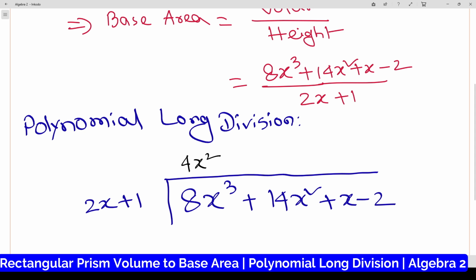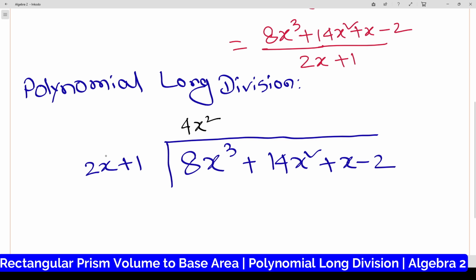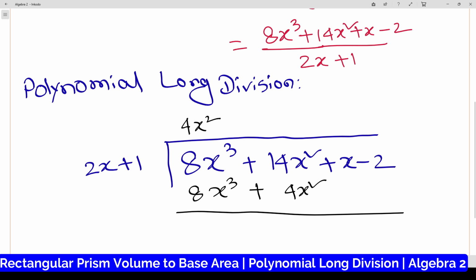So now what can we do? It's very simple. 4x squared times 2x is 8x cubed, and 4x squared times 1 is plus 4x squared. Now we are subtracting, so the signs will be changed. 8x cubed minus 8x cubed is out, and 14x squared minus 4x squared is 10x squared, and everything else is unchanged, plus x minus 2.